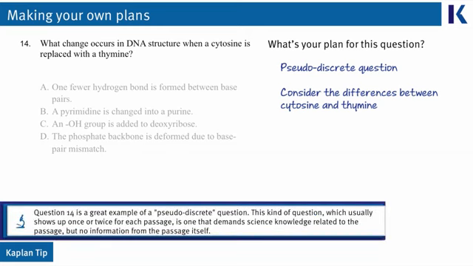correct answer choice that describes the changes that would occur when cytosine is replaced with a thymine. As the Kaplan tip on the bottom of the page points out, this is indeed an example of a pseudo-discrete question, and pseudo-discrete questions are not a rarity on the MCAT. Most passages will have one or two pseudo-discrete questions associated with them.